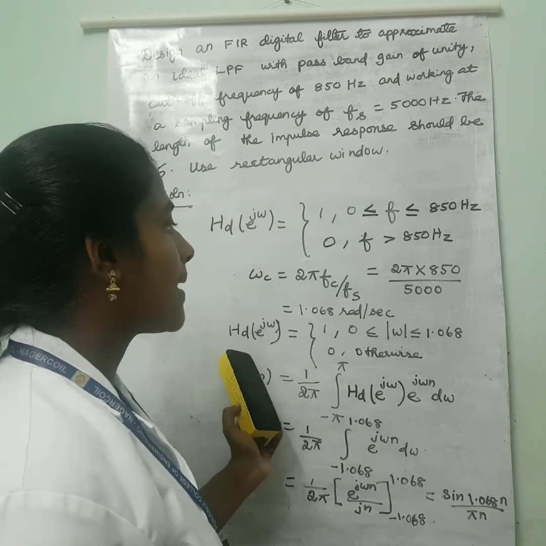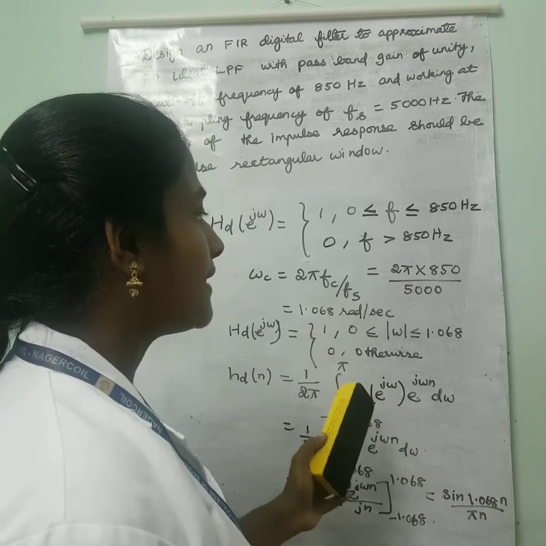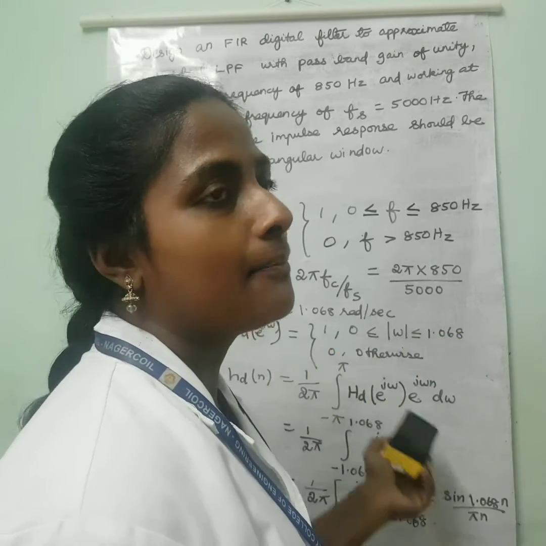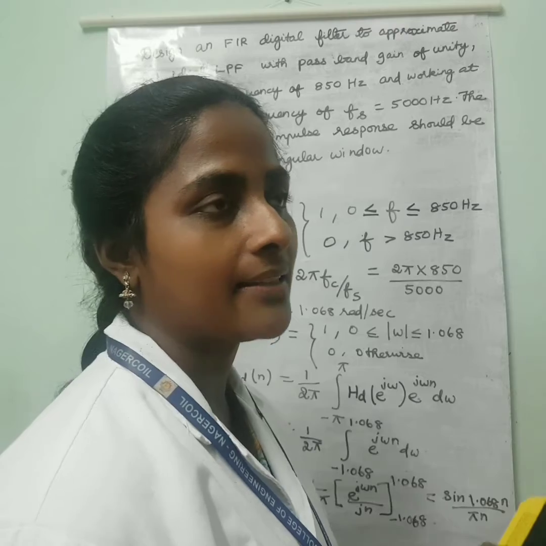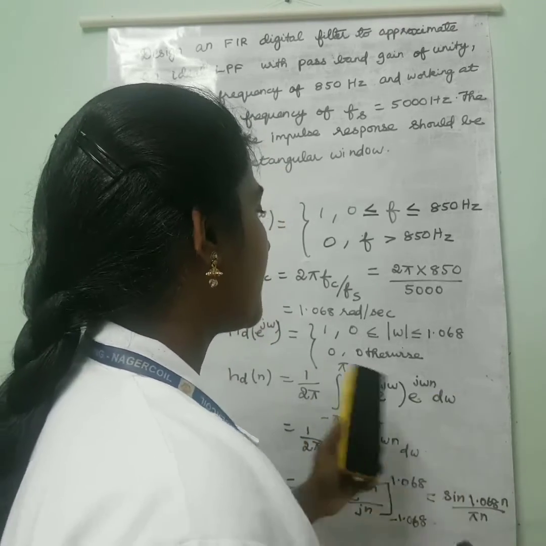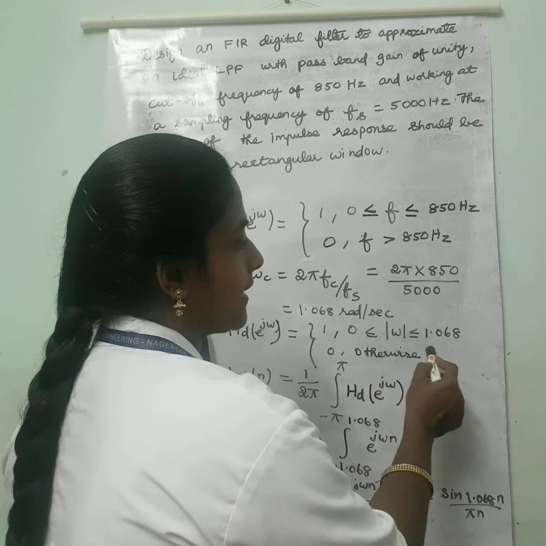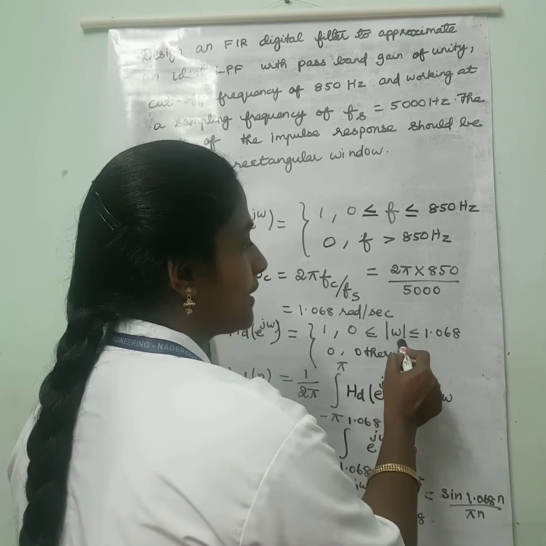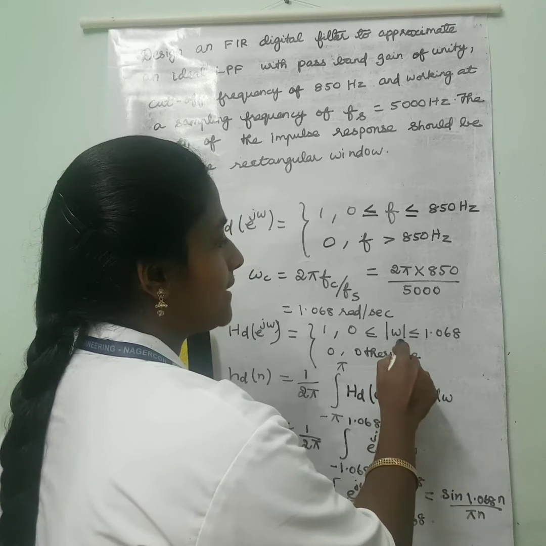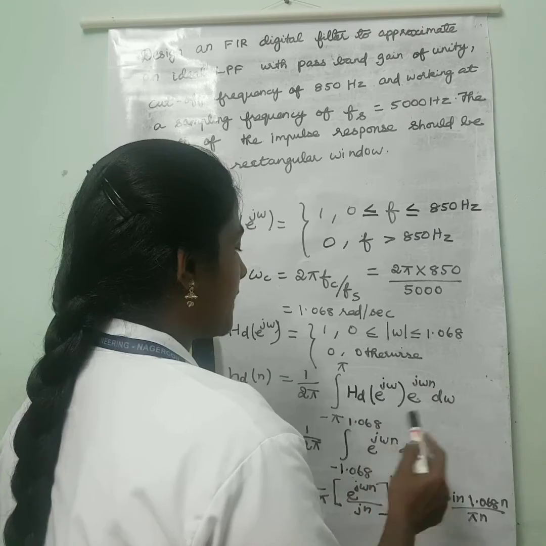Okay. Next you have to write the limit. Our limit is from minus omega c to plus omega c, the cutoff frequency, so that we have represented in modulus. Modulus means we always have to take both the positive and negative values. So you will take the limit from minus 1.068 to plus 1.068.